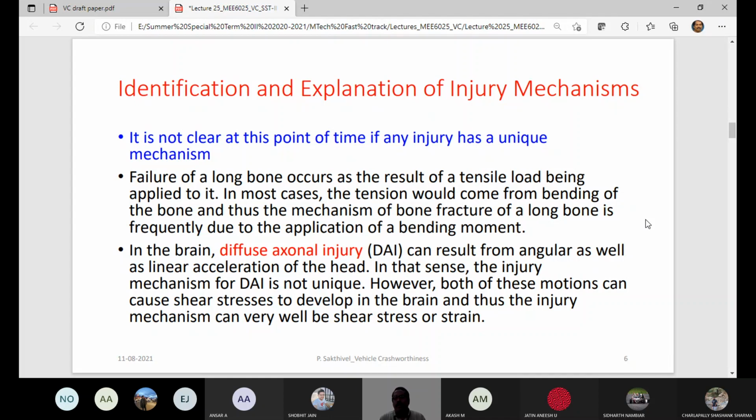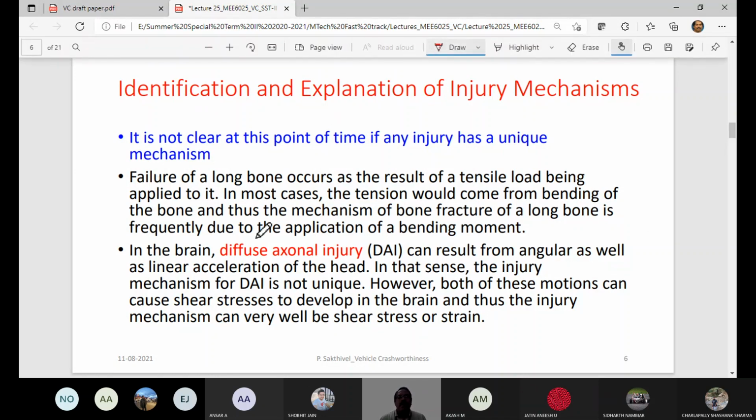That's how we look at it, right? And similarly, if you look at here, there are many mechanisms, but there cannot be one unique mechanism for any injury. That's the complexity level of identifying an injury mechanism. So, of course, there are some examples that I have just written down here.